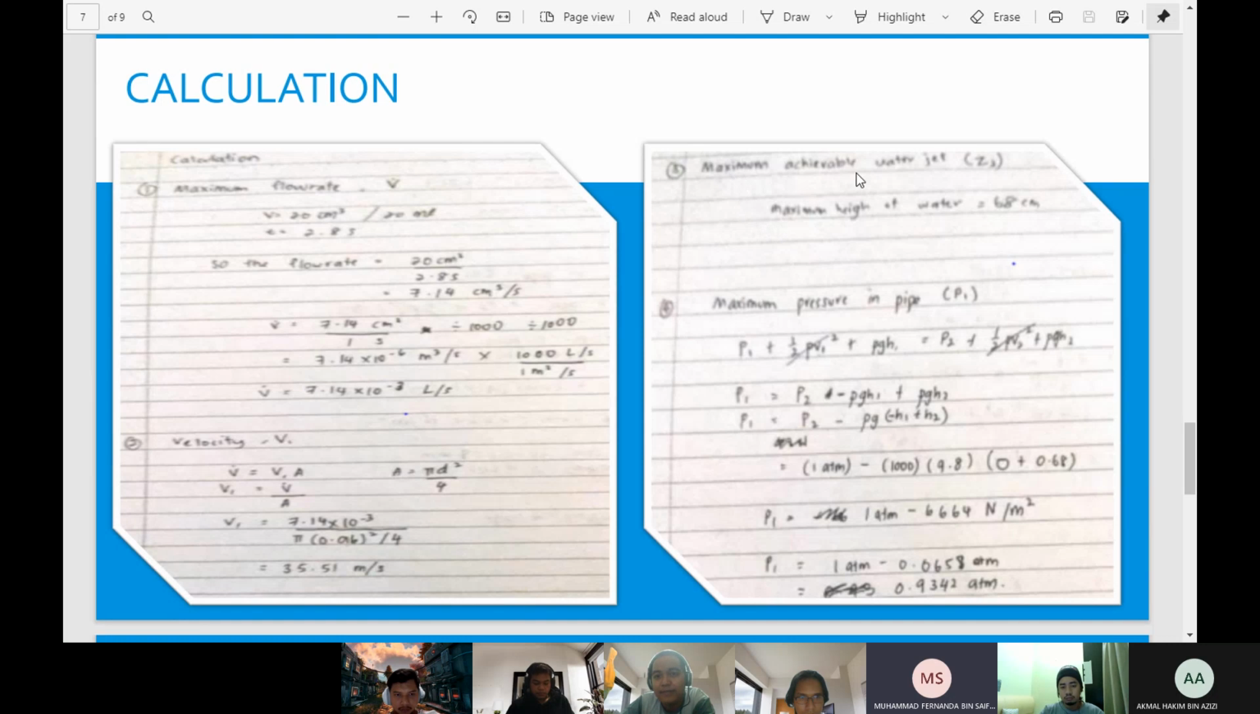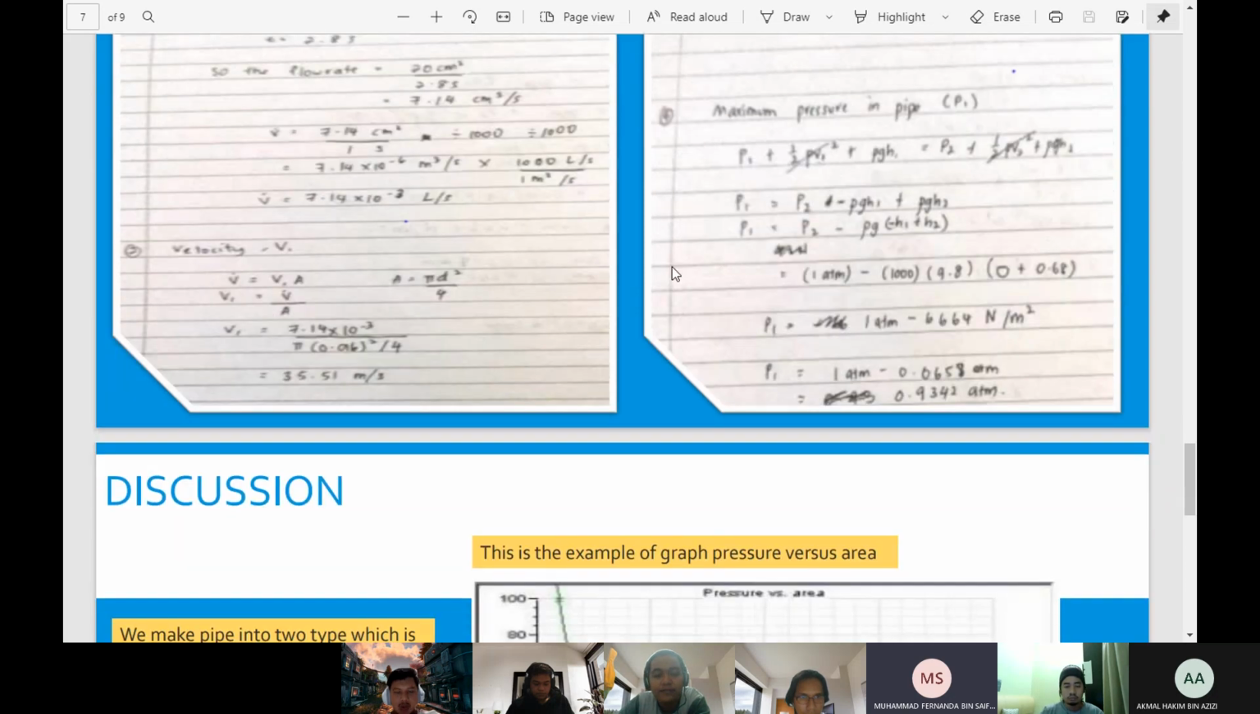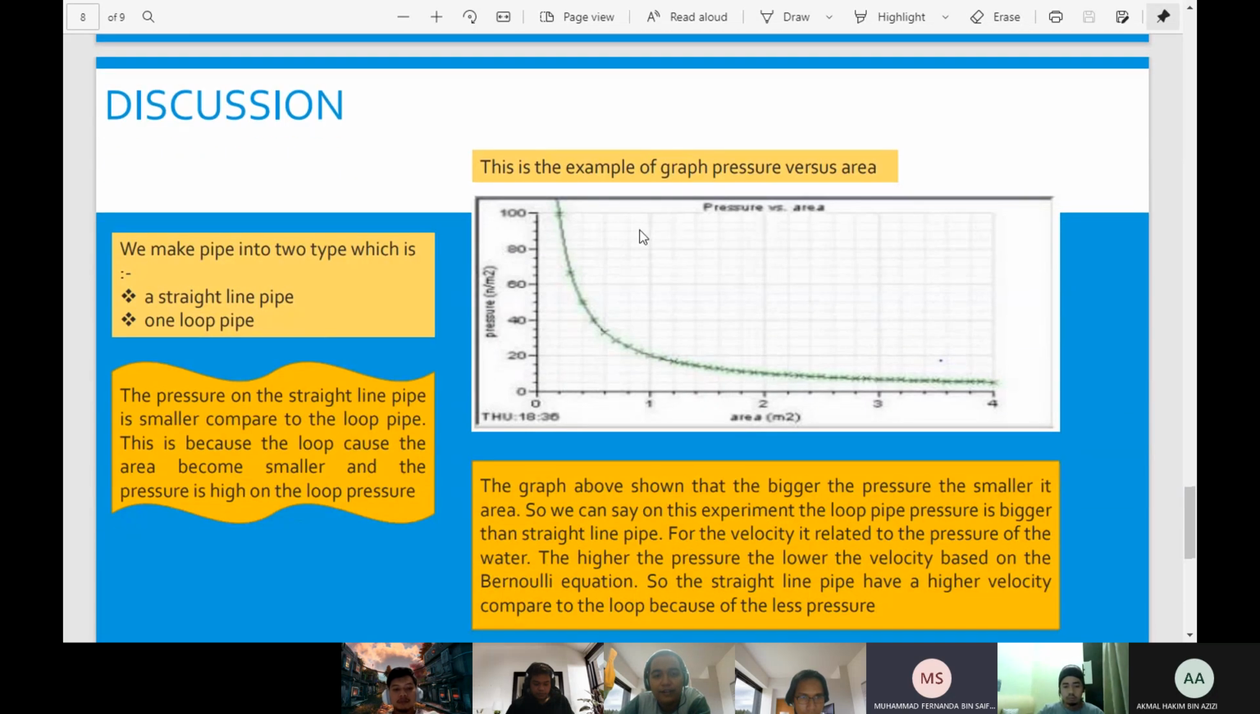Third, the maximum achievable water jet. We get 68 centimeter. And we calculate the maximum pressure in the pipe. We use the Bernoulli equation. We get 0.9342 atmosphere. So the discussion for this project is, we can see this graph is the pressure versus area graph.